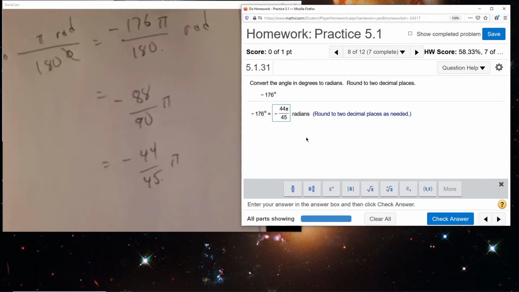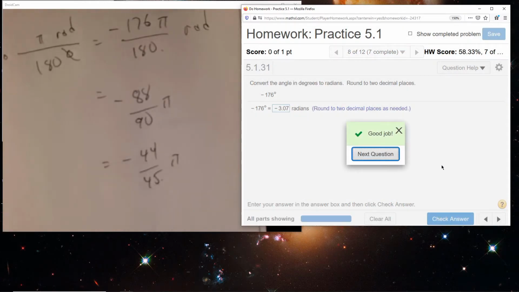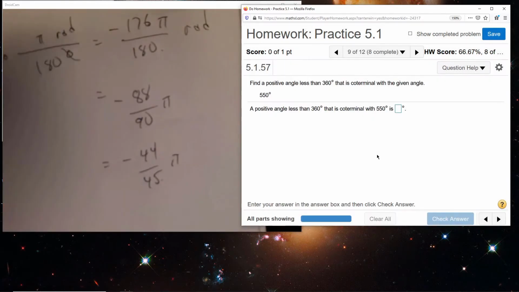So we got 44 times pi divided by 45. And then they want this number to 2 decimal places. And there's what my calculator's giving me. And that's what they wanted there. So always make sure to read what MyMathLab wants. Check out the next one.